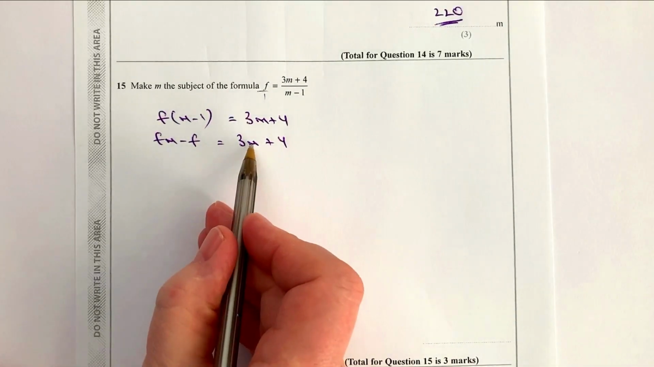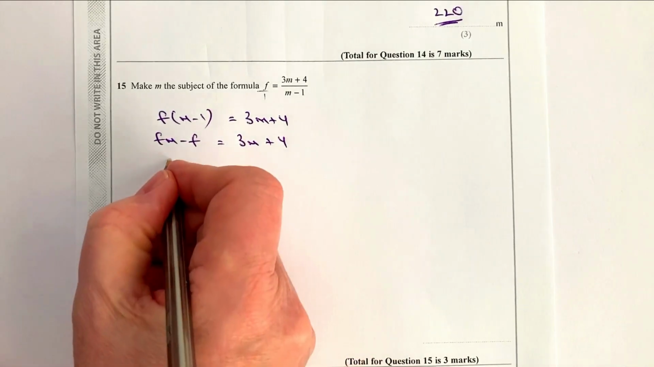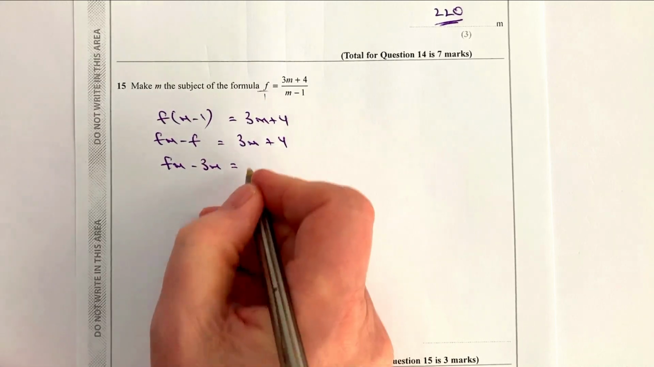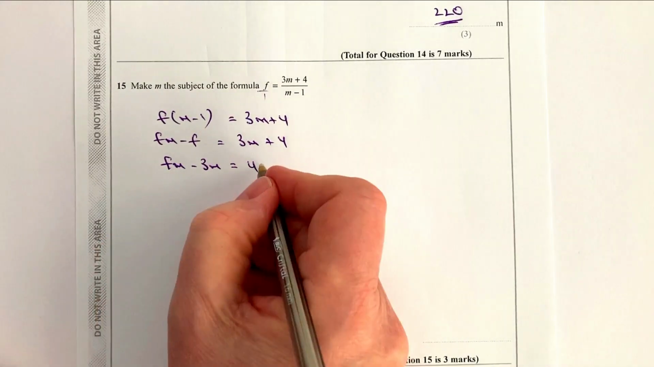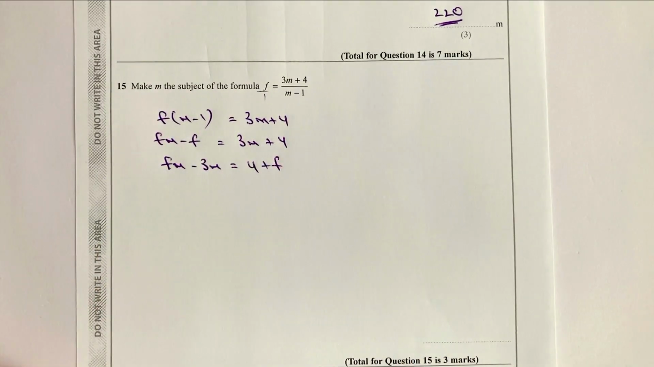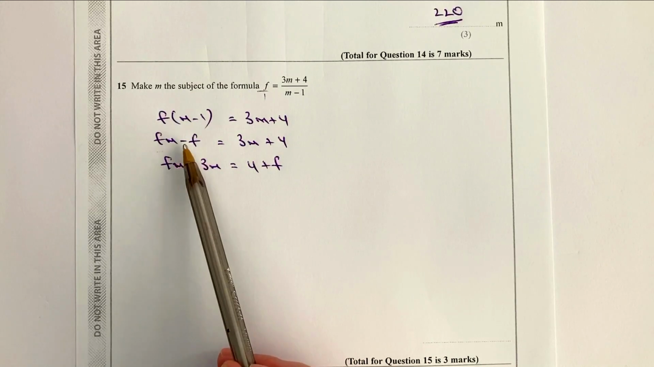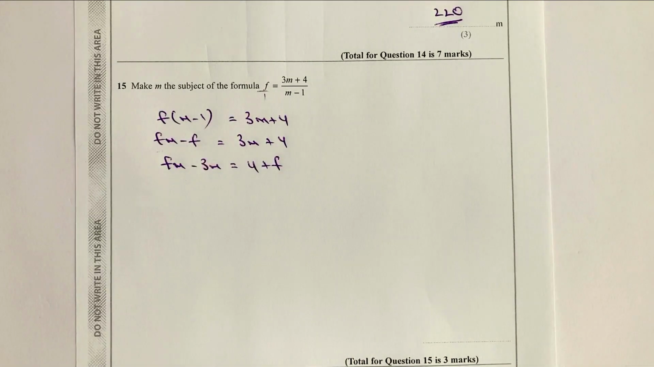So I'm going to minus this 3m from both sides, and I get fm minus 3m equals, and I've got 4, and I'm going to add the f to this side, 4 plus f. Okay, so that's a little bit of a switch, that one. I've done two things in one go. I've moved this over here, and I've moved that over to that side.